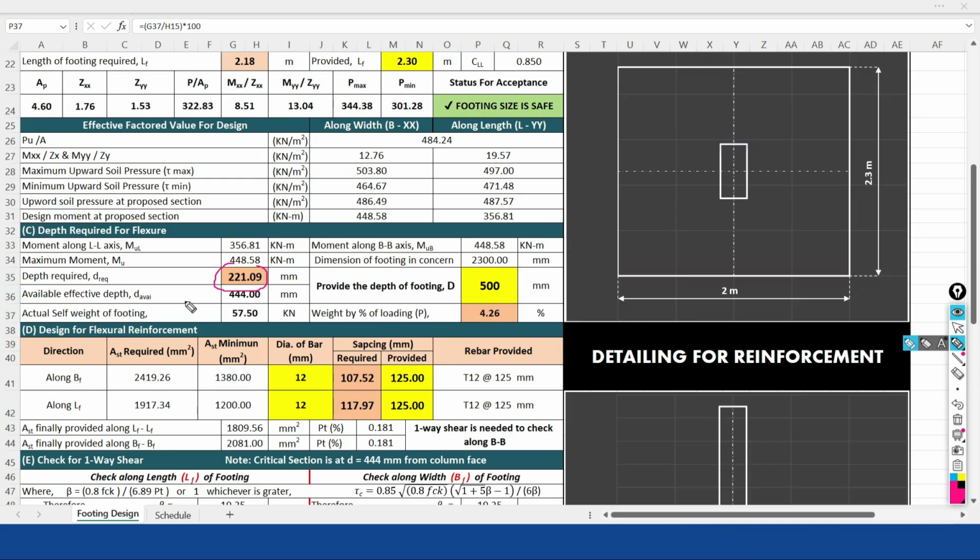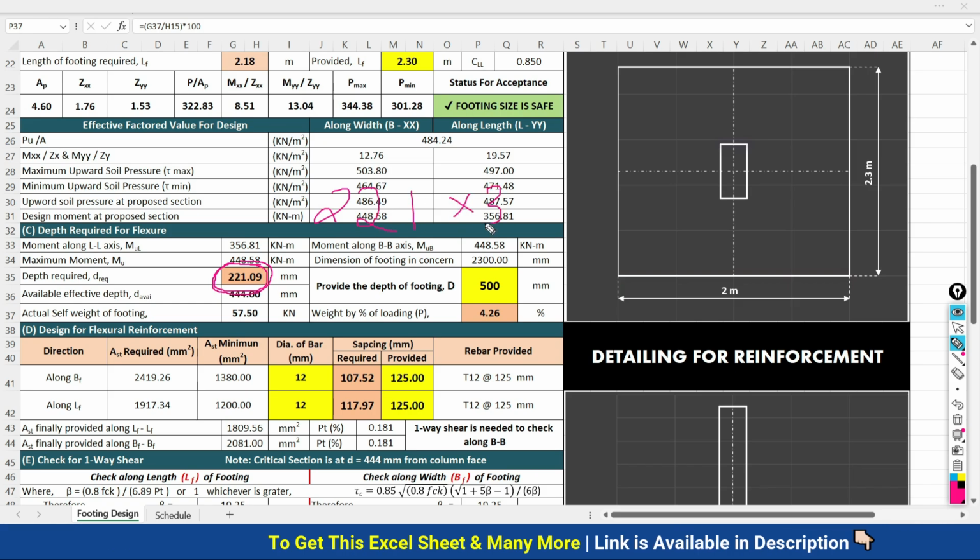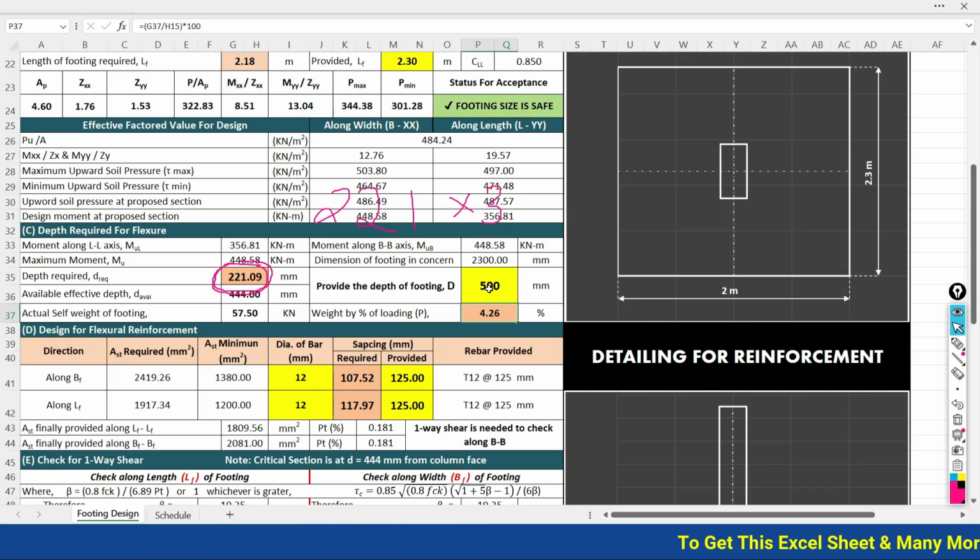As per the expert recommendation, the trial depth of the foundation should be taken as 3 times the effective depth requirement for the flexure. So if you take 3 times this 221, it is coming out to be more than 600. So here I would like to take it as 500 towards the conservative side.